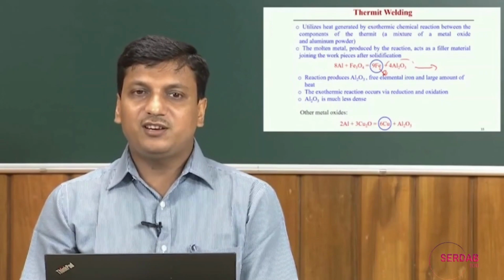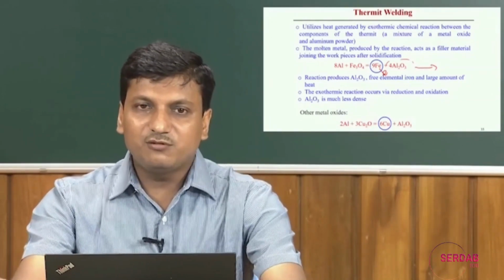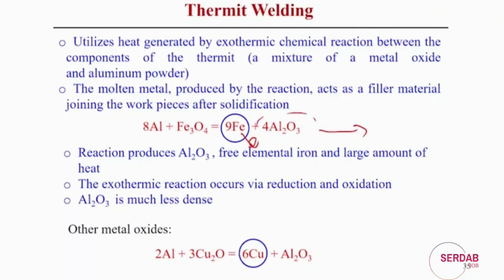that pure iron here becomes part of the final weld joint. Therefore, the molten metal produced by the reaction acts basically as a ferrous filler material joining the workpieces after solidification. The reaction produces aluminum oxide, free elemental iron and a large amount of heat, and that exothermic reaction is basically reduction and oxidation.